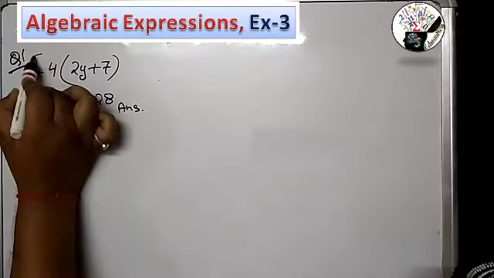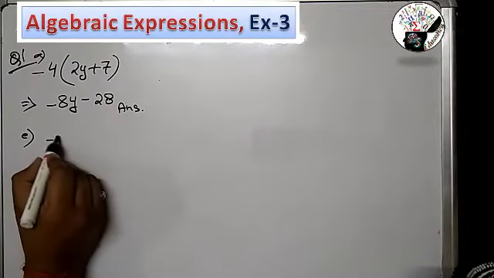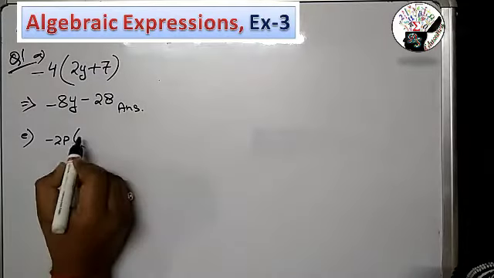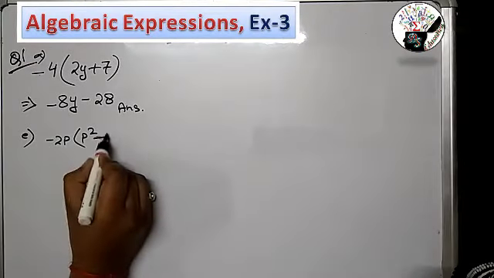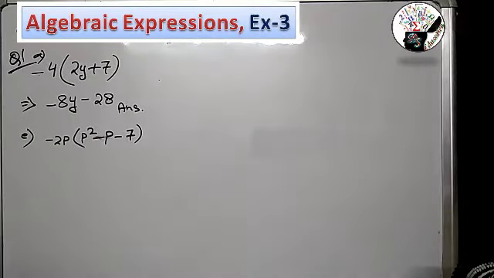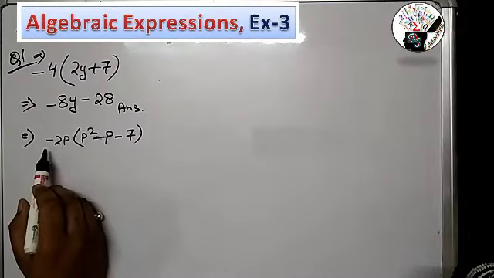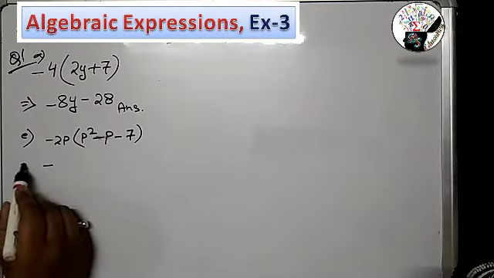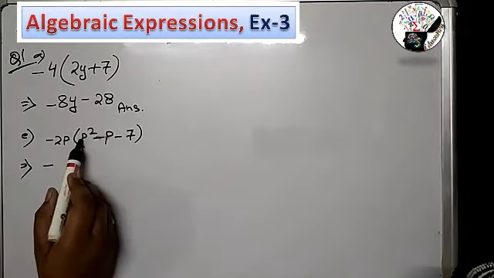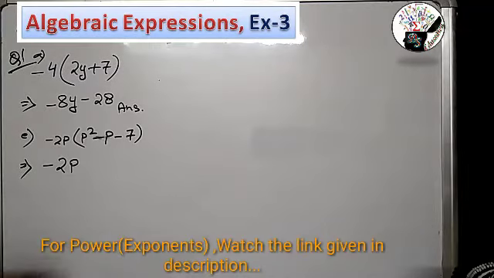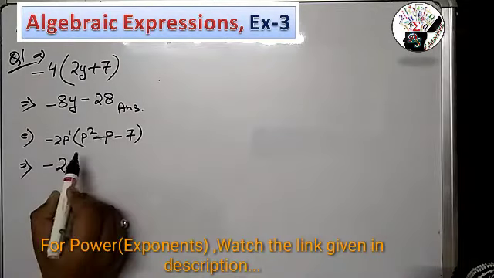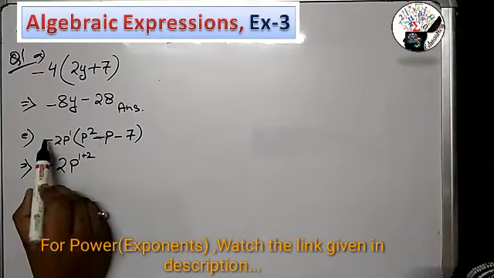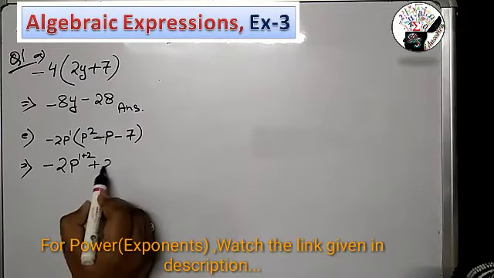Taking another example. This was question first. Take another question. Minus 2p bracket p square plus, sorry, it's not plus, minus p minus 7. Now here minus 2p is outside, so what we will do, minus, and this p square is having plus value, so minus plus minus 2, and the powers will be added. If there is no power on this, we will take 1. Okay, so 1 plus 2, then minus plus 2p.